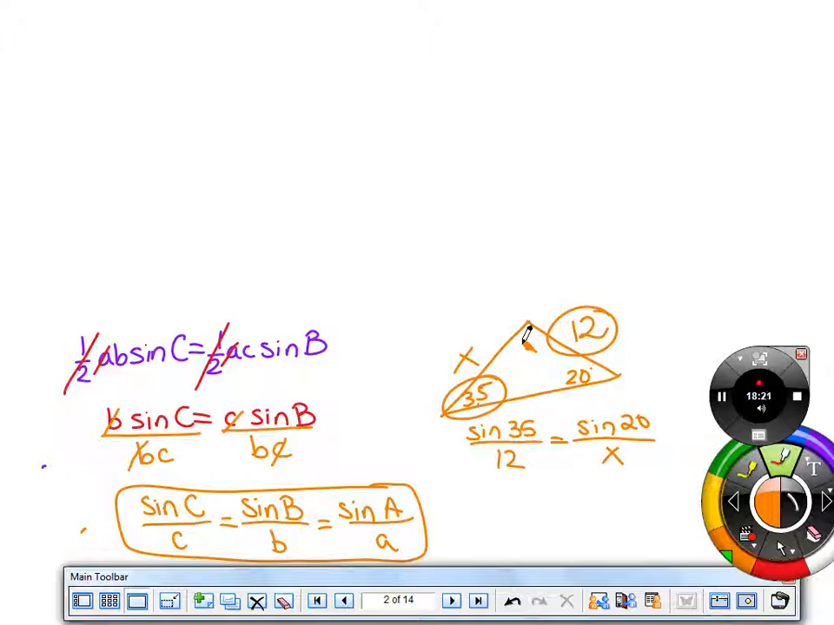So you don't set them equal to each other, but eventually I'm going to give you triangles like this and say find all the missing pieces, and they aren't right triangles. Sometimes this is a useful tool. In this problem, the law of sines is a useful tool, right?